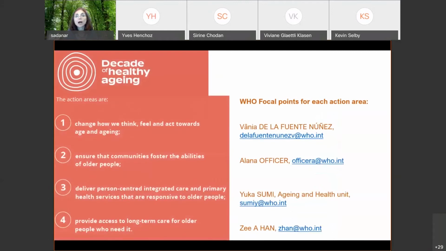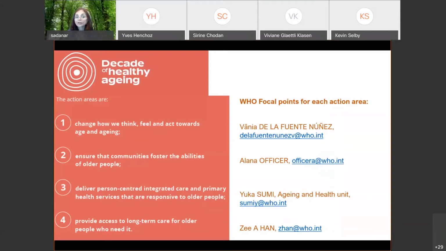So in terms of the Decade of Healthy Ageing, which starts this year in 2021, member states, or countries, have identified 4 key areas for action. One is to change how we think, feel, and act towards age and aging, and this is to combat ageism. The second is to ensure that communities foster the abilities of older people, and this is really about the environment, having that enabling environment that can optimize functional ability.